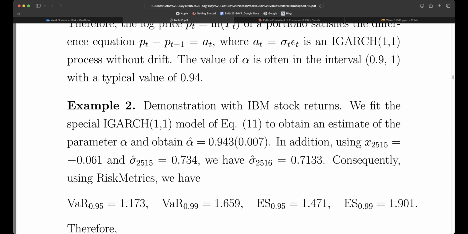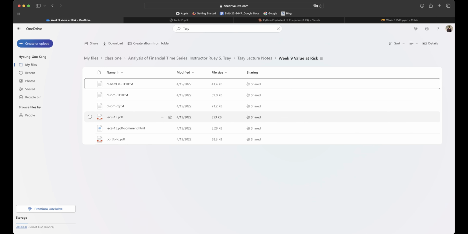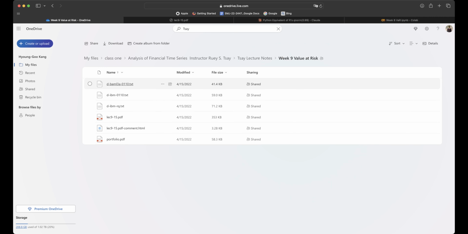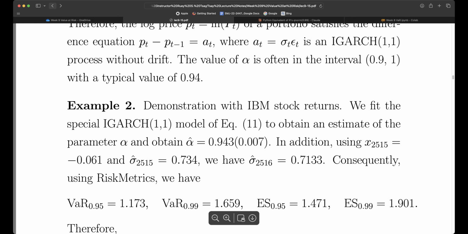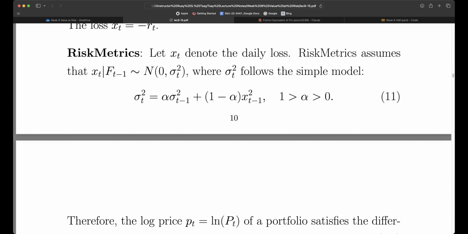Example 2: we demonstrate with the IBM stock price data, in the data set, the TXT file, this is the IBM stock price. We fit the IGARCH(1,1) model, equation 11, to obtain the estimate of the parameter alpha, and we obtain alpha hat as something like this. In addition, using this one, sigma is 0.77. By applying IGARCH, the sigma hat of the next period, 2516, is this one, by applying this formula.